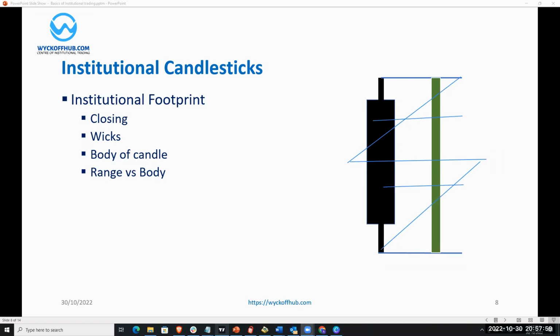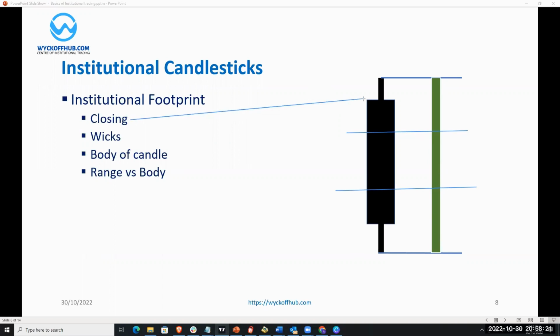Right. The closing of the candle signifies something. Let's assume that if you divide the body into 3 parts, or you can divide it into 4 parts if you like. But if you divide the body into 2 parts, and your closing is in the upper part, that means that the market is bullish and institutions are actively trying to push the market upside.